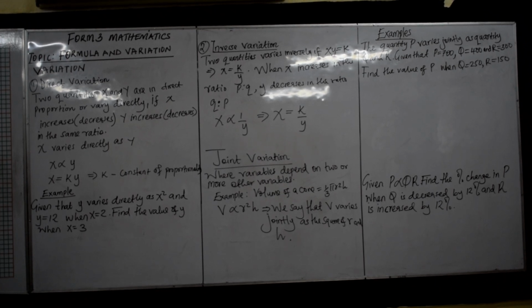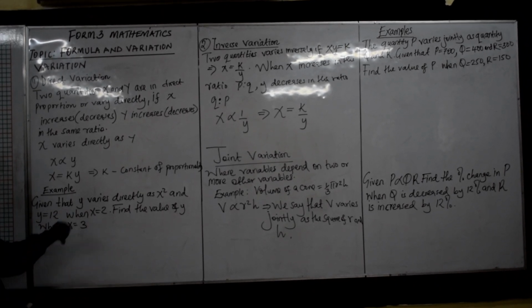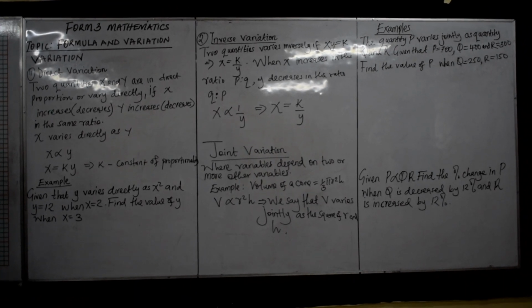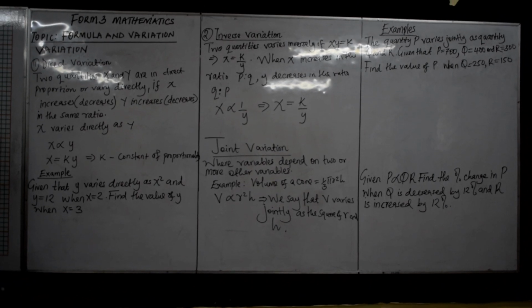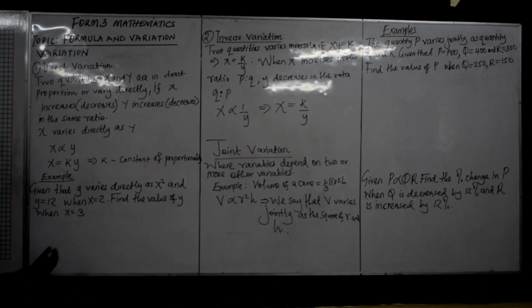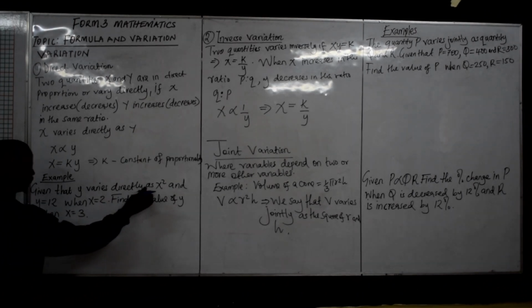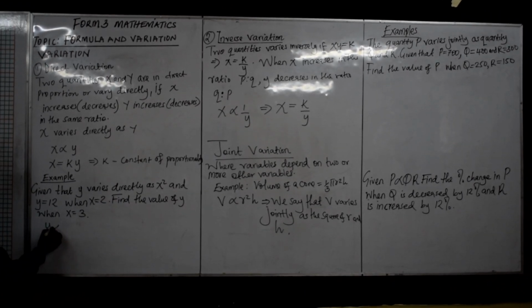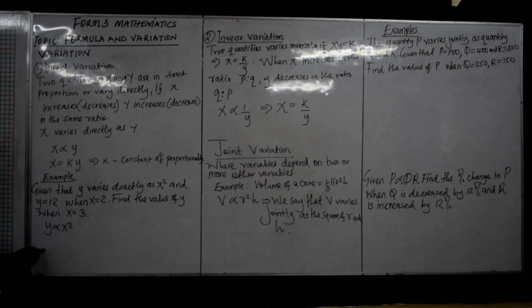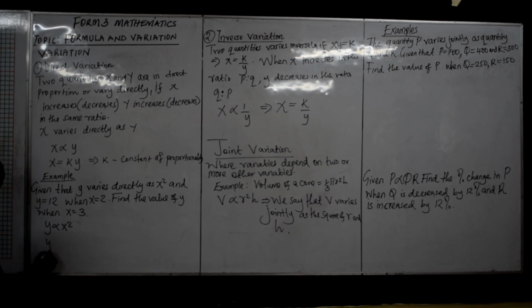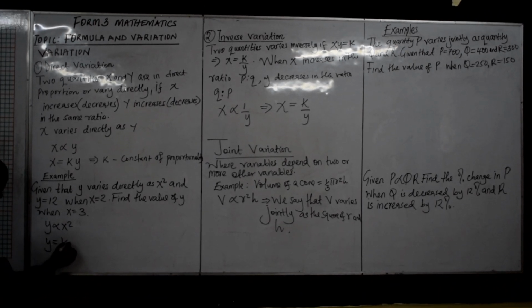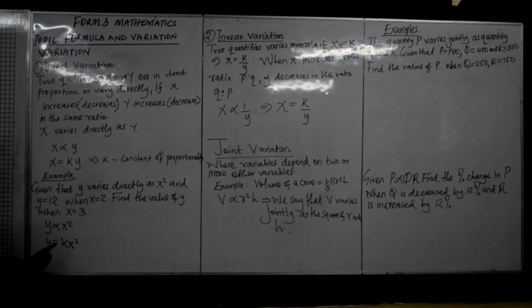Let's see an example. Given that y varies directly as x squared and y is equal to 12 when x is equal to 2, find the value of y when x is equal to 3. So we write y varies directly as x squared. Then we'll be required to have it as an equation, so y is equal to k x squared, with k as the constant of proportionality.